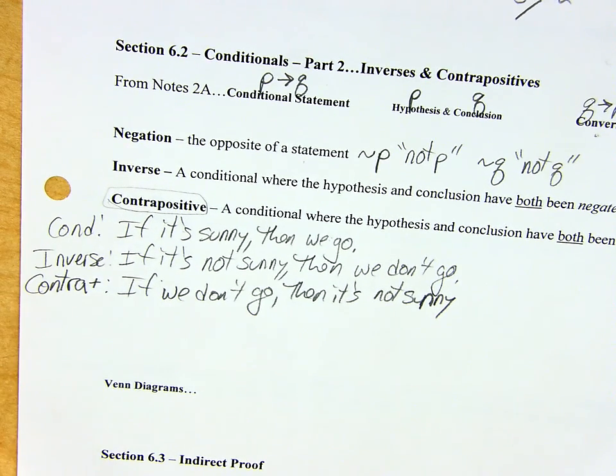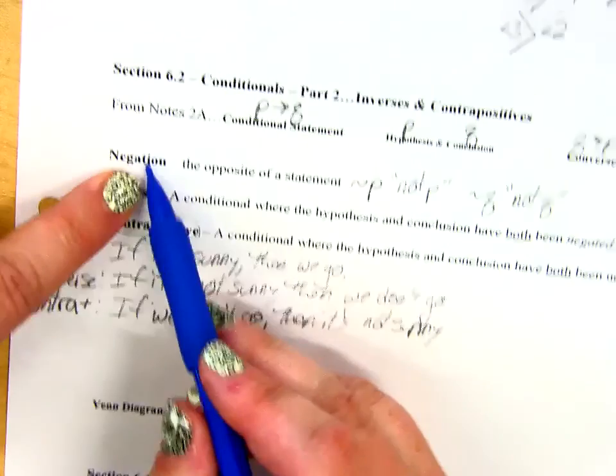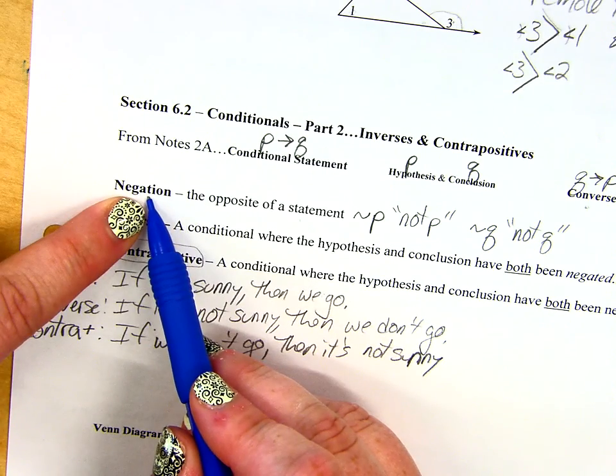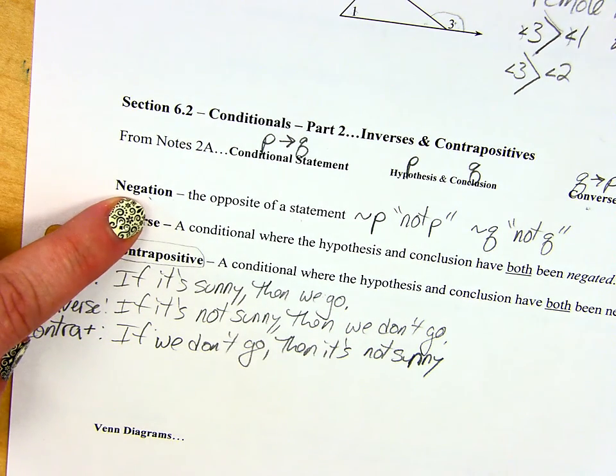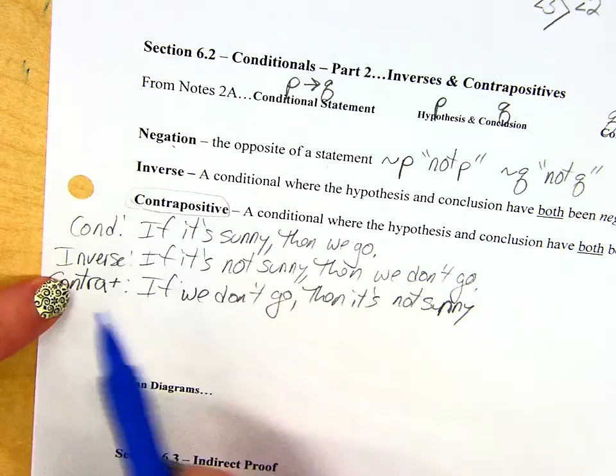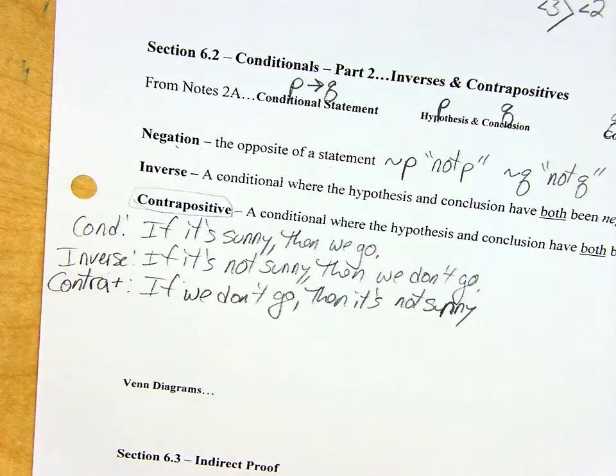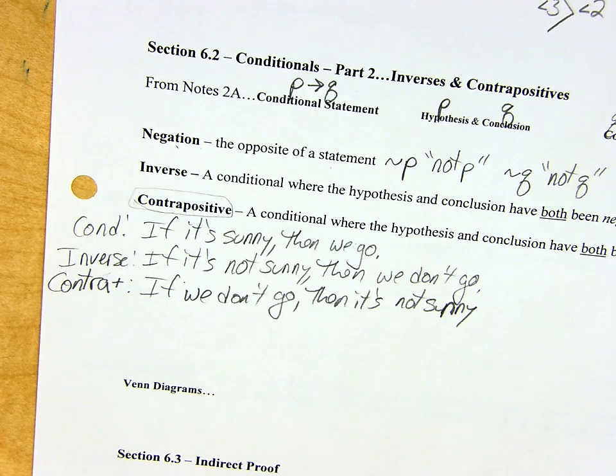I thought negation was only one of the things. So negation is just saying the opposite of either the hypothesis or the conclusion. Inverse is when you negate both of them, your hypothesis and your conclusion. So when you've negated both, then you've written the inverse.